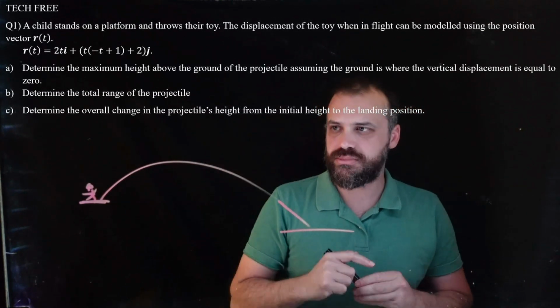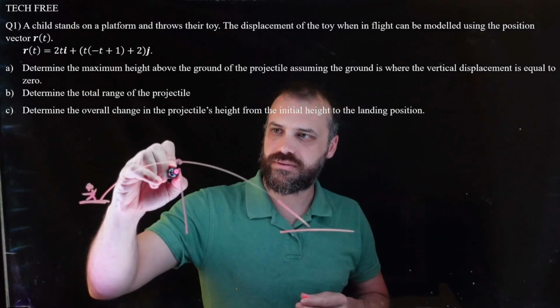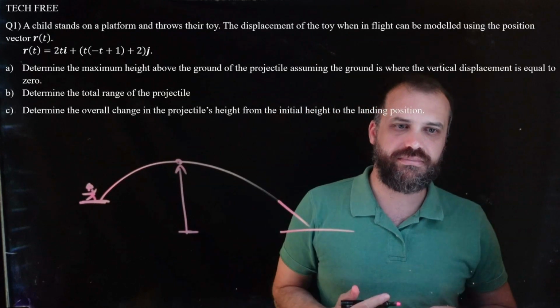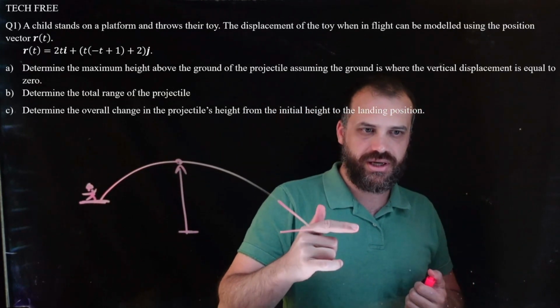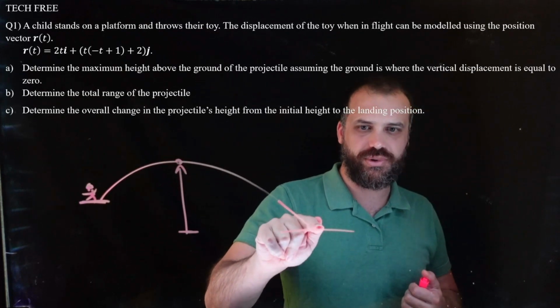Determine the maximum height above the ground. Okay, above the ground. So determine that maximum height where the vertical displacement is, assuming the ground is where the vertical displacement is equal to 0.